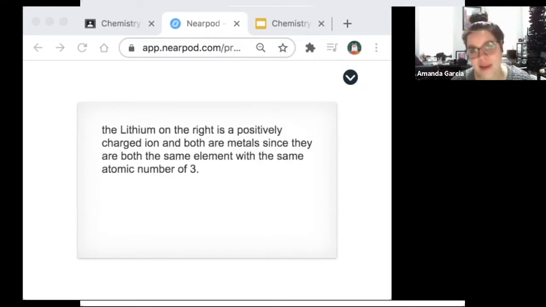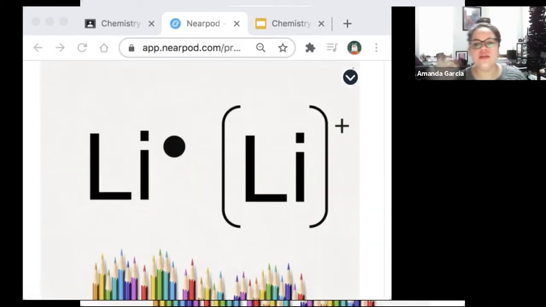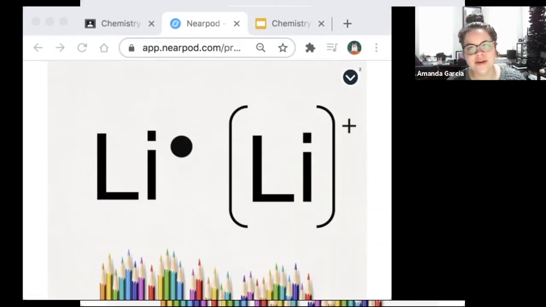Here we have the compare. This one person remembered to compare. Same element, same atomic number of 3, both metals. Excellent. Okay. And so what we are looking at is these are actually both Lewis dot diagrams. I know the second one doesn't look like it because there aren't any dots, because what happened to the dots?